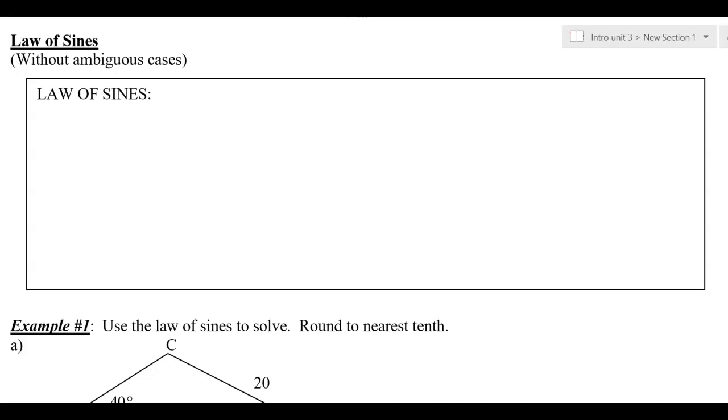It turns out that in any triangle, the sine of an angle divided by the side across from it is equal for all of the angles and the sides across from them. So if I take the sine of angle A and divide it by side A, I get the same answer as if I take the sine of angle B and divide that by side B, and I get the same answer if I take the sine of angle C and divide that by side C.